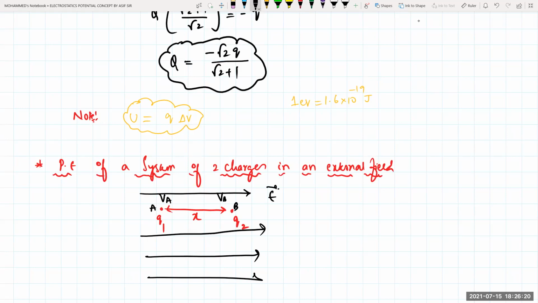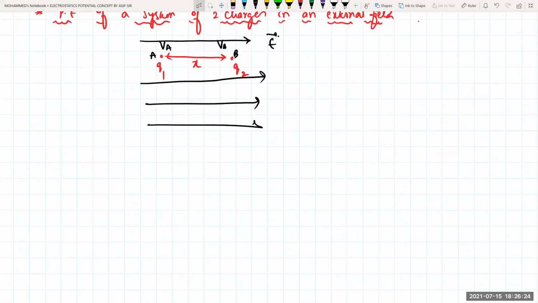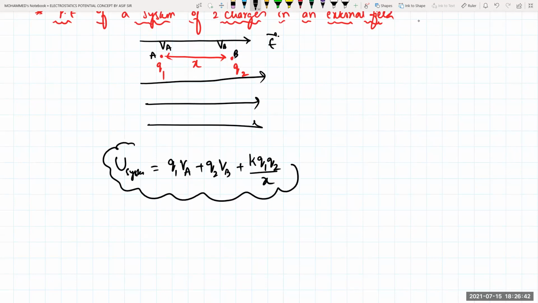Clear? So when an external system is being kept, the relation is: the potential energy of the system will be equal to charge Q1 into potential of A plus charge Q2 into potential of B, plus also the interaction energy between them, that is K into Q1 Q2 divided by the distance between them. So this will be the potential energy of the system when it is kept in an external field.